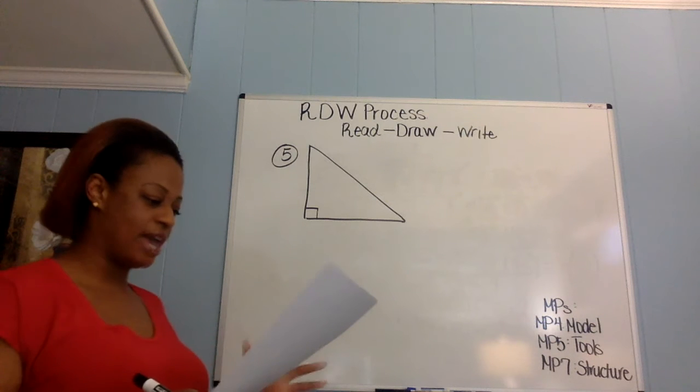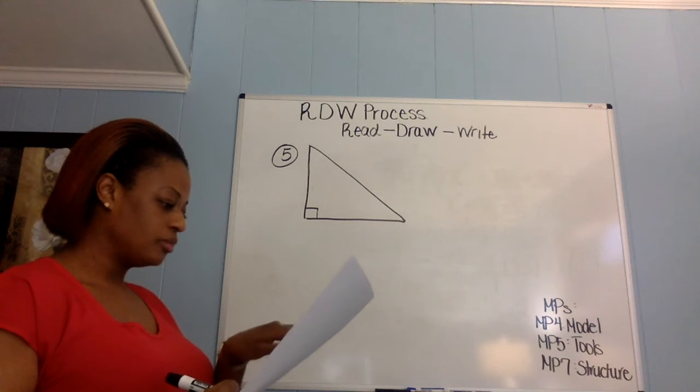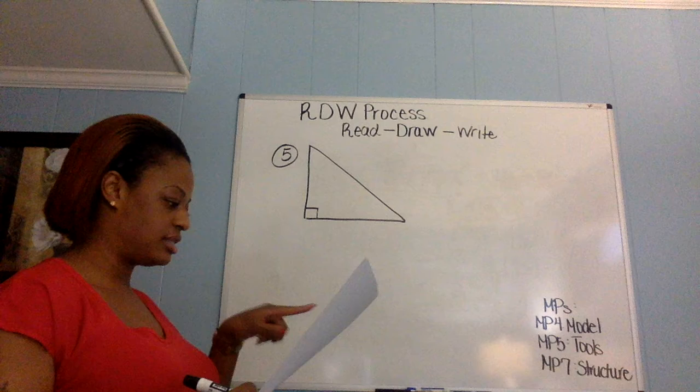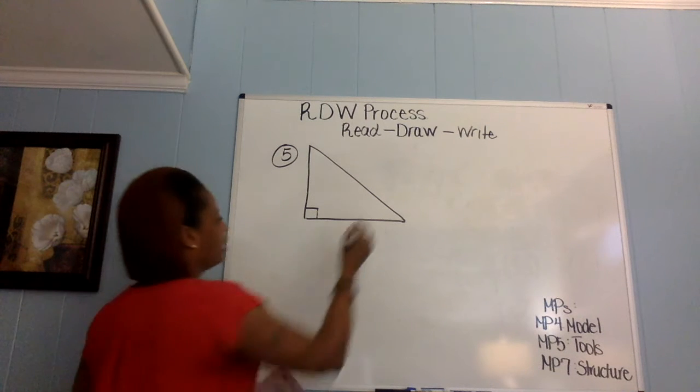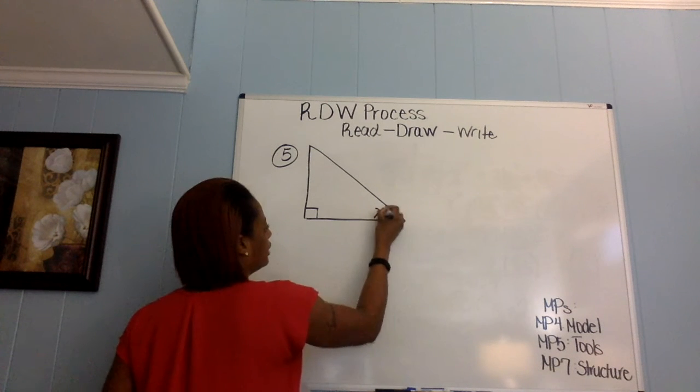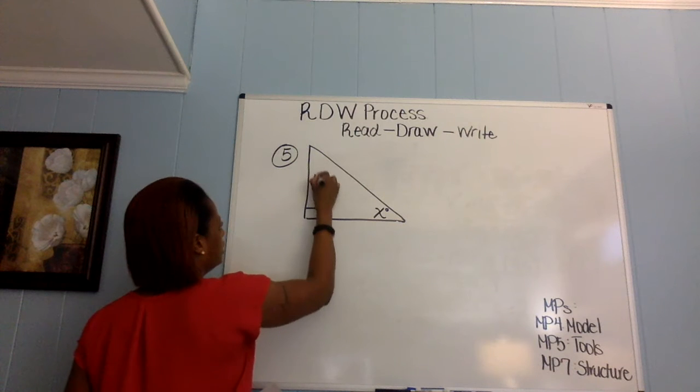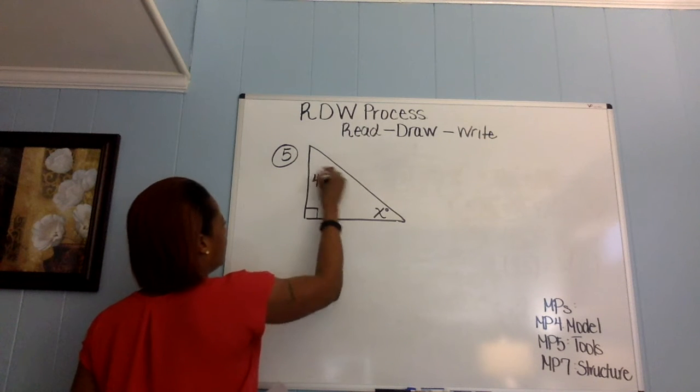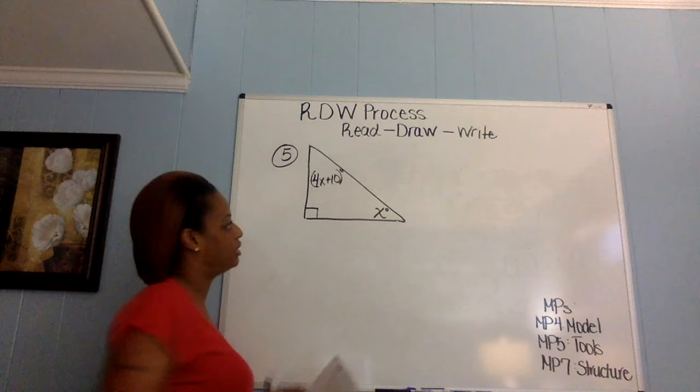So we know that one of the angles is 10 more than the other angle. Okay, so let's say we'll let this angle be x degrees. This will be 4x plus 10 degrees.